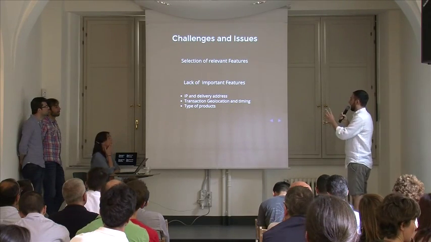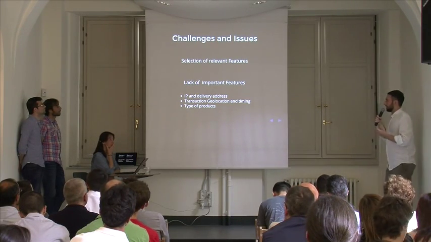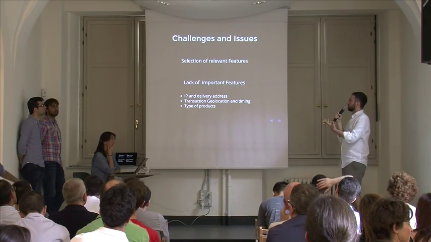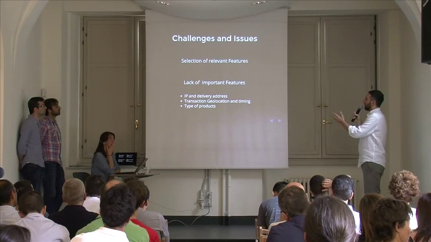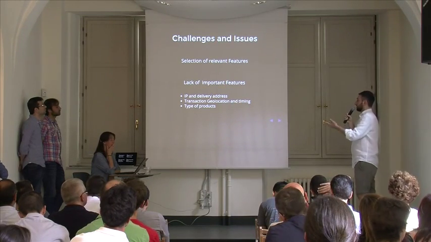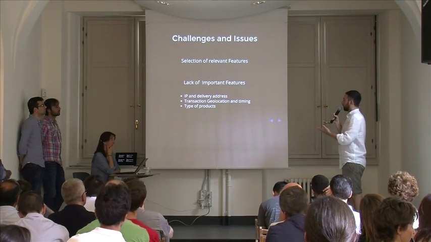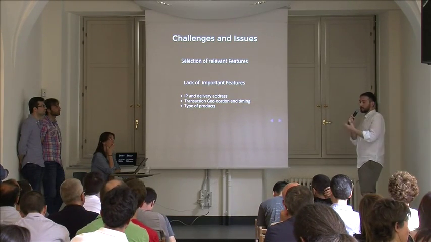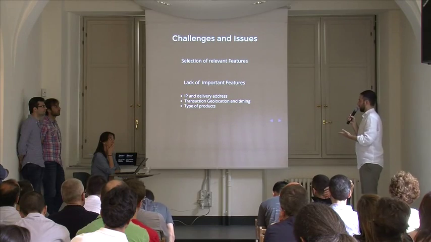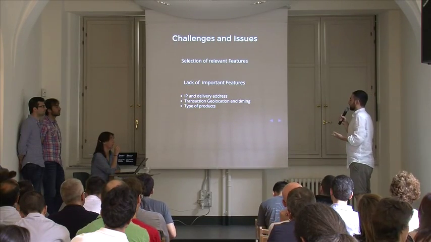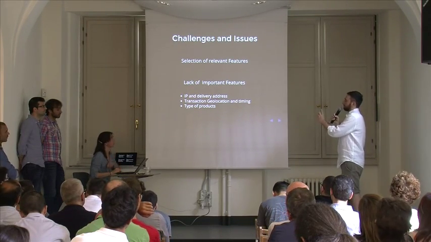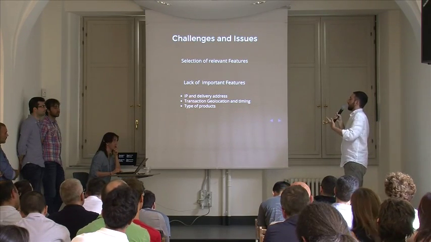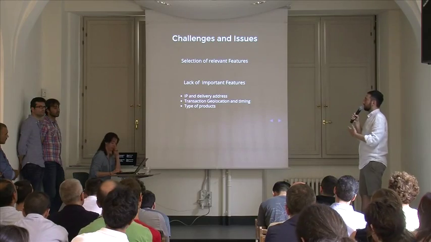Another point is the lack of important features. I mean, we are convinced that in a model for fraud detection, IP and delivery address, transaction geolocation and timing, and the type of product have to be put inside our model. But unfortunately, we don't have this kind of variables. Okay, we have the IP address for a portion of our data set, but not for the total data set.